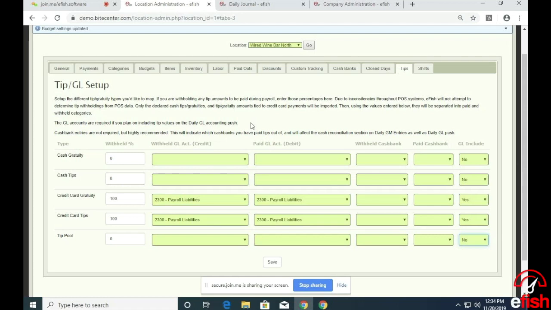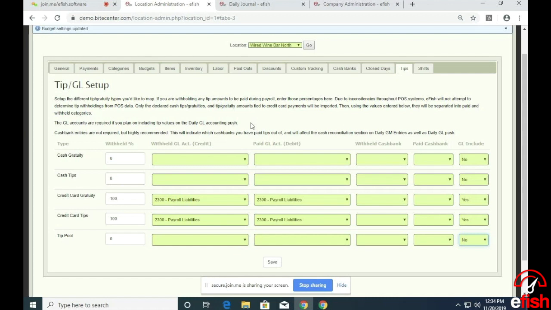Welcome, and thank you for taking the time to go through our tutorial on setting your tip, how we handle tips in eFish for your organization. There are a couple ways, and we're very diverse in the way that we can handle tips for you.